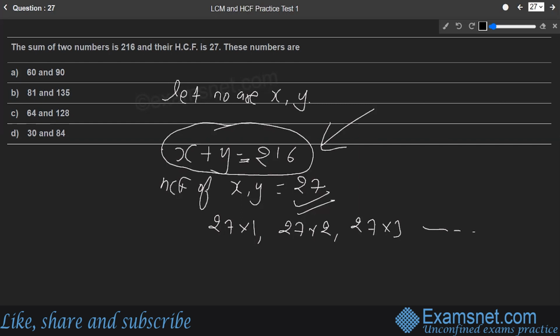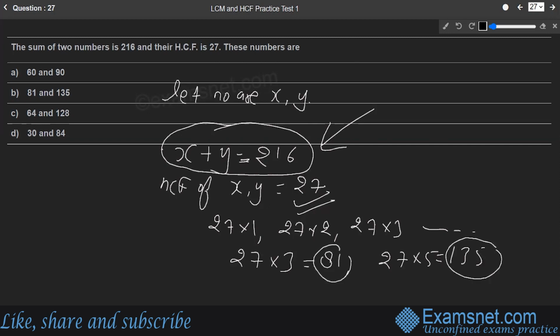So this has to be done by trial and error only. We have to keep trying combinations of two multiples of 27 that make the sum 216. By hit and trial, we can guess that 27 into 3, that is 81, and 27 into 5, that is 135, can be the two numbers. 135 and 81 are the only two numbers giving you the sum of 216, and they are multiples of 27 also.